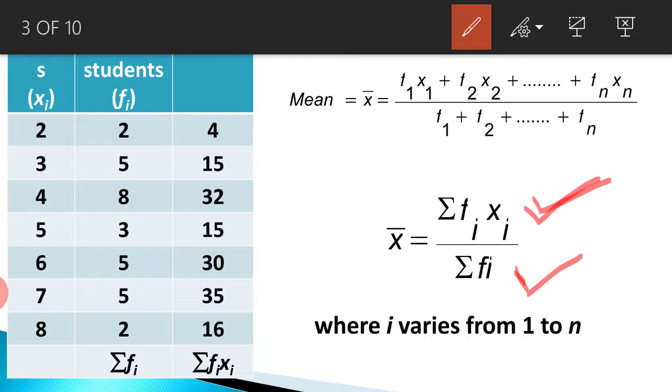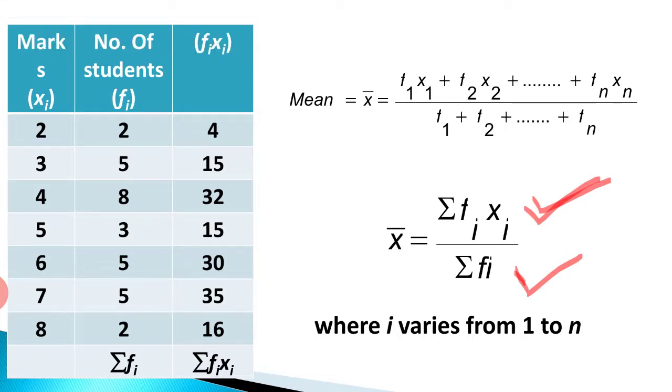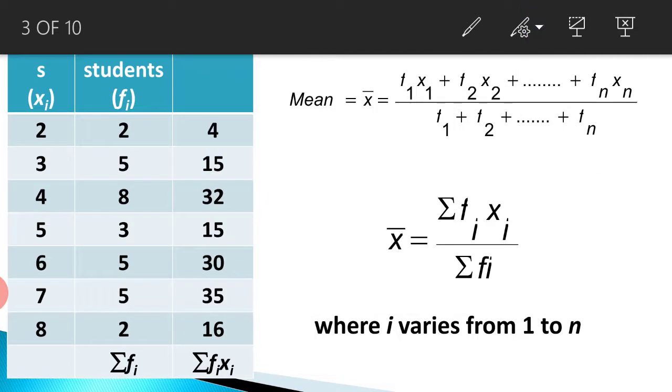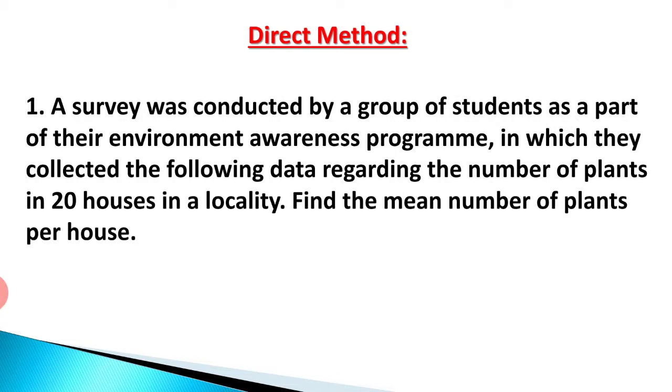Now similar kind of calculations we are going to do for grouped data, and that particular method is called the direct method because it very much resembles this particular method. So now in direct method, what do we do? Let us study this particular method by taking a question from the exercise itself. So this is the first question from exercise 14.1.